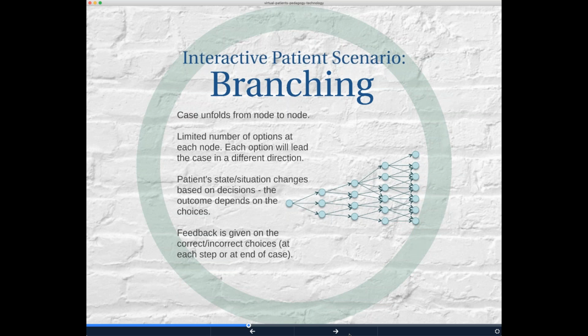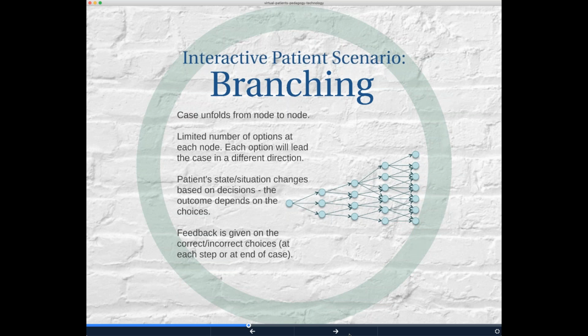So if your focus is more on wanting your learner to make decisions and see the consequences of those decisions and react accordingly, then branching virtual patients are a better choice. Again, there's a series of nodes, and these can all be connected in whichever way you want. And the case unfolds as the learner goes from node to node. But the choices that the learner makes at any given point affects how the case evolves.